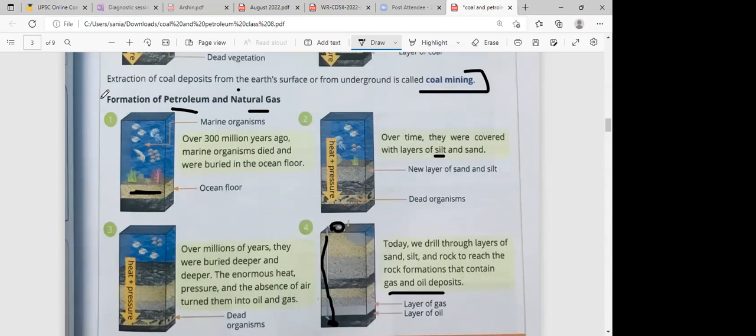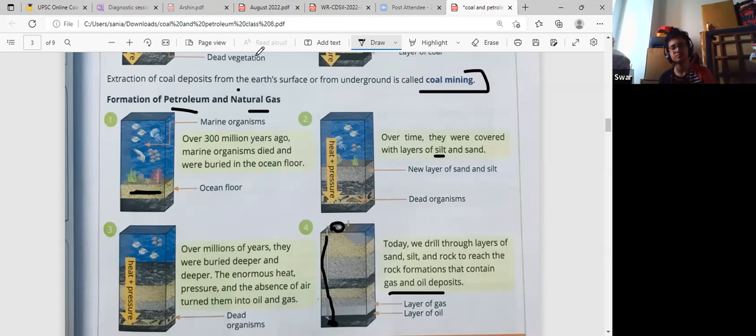So what you will write: you will write the heading formation of petroleum and natural gas, first, second, third, fourth.